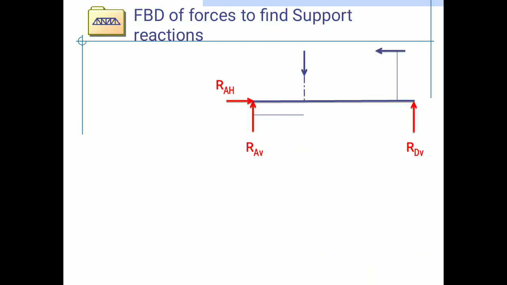The free body diagram of forces to find the support reactions. There are two reactions at A, a vertical reaction and a horizontal reaction. The 100 kN force is applied in the downward direction and the 80 kN force is applied in the horizontal direction. As shown in the figure, the distance of the 100 kN force from A is 3 meters, and the horizontal force is also 3 meters from A.